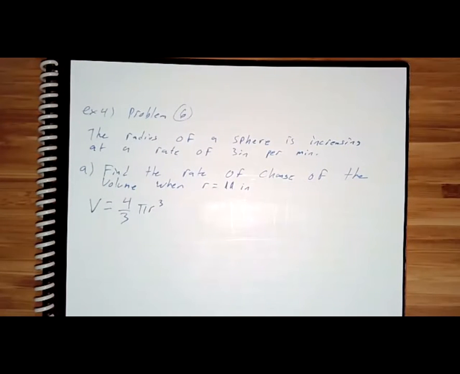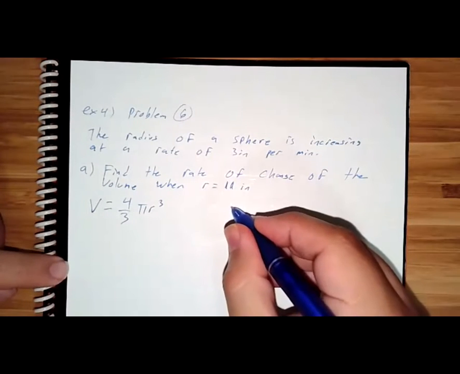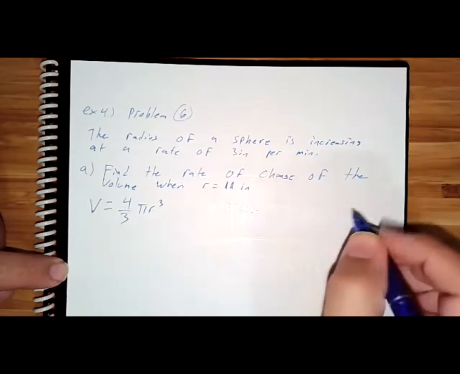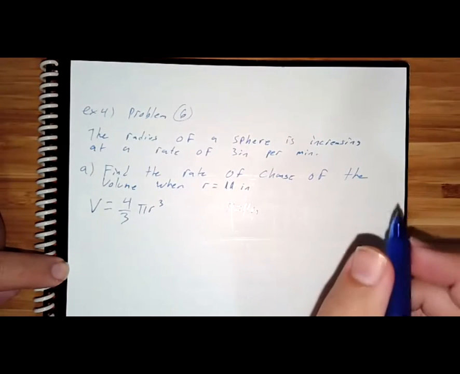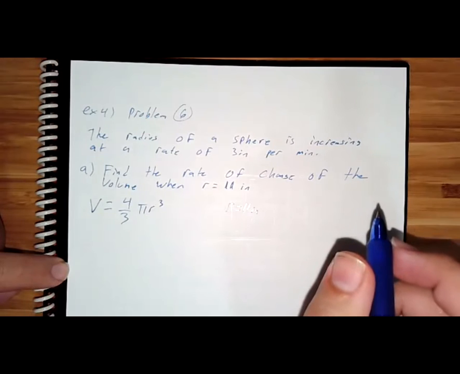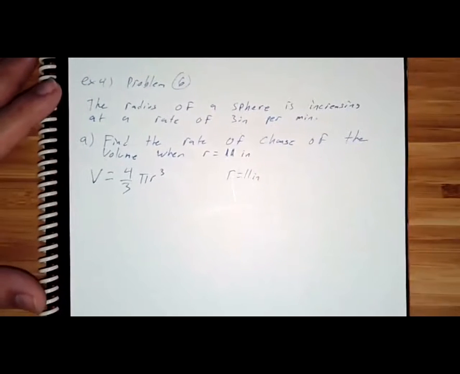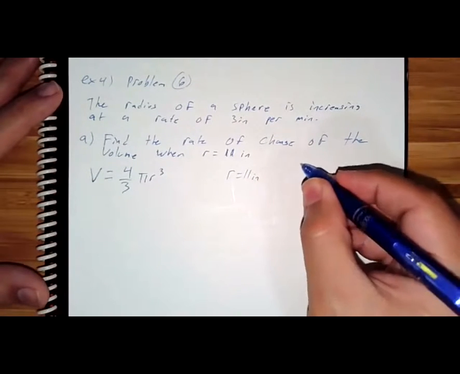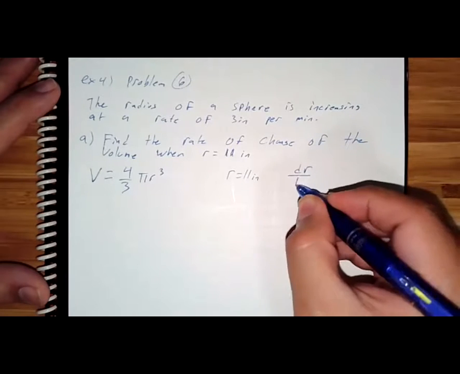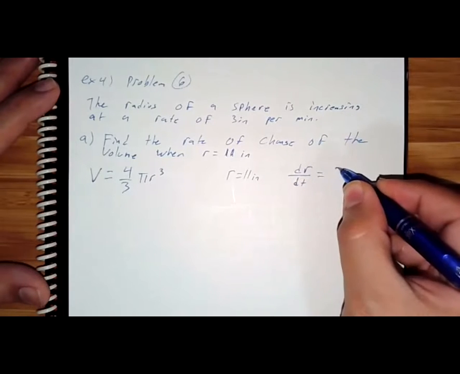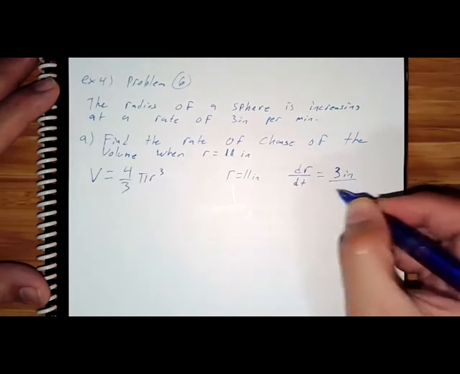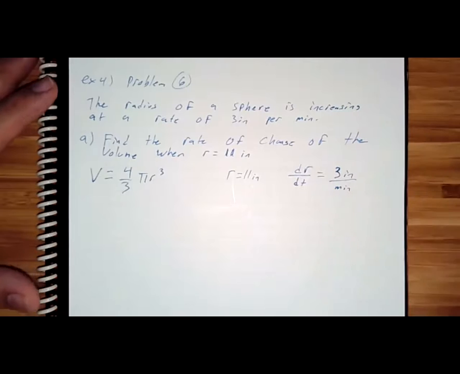So we were given what? r is 11 inches, right? And they also told me that the rate of change of this radius is 3 inches per minute. So the rate of change of the radius over time is 3 inches per minute. Okay, all right, so that's all they gave us.